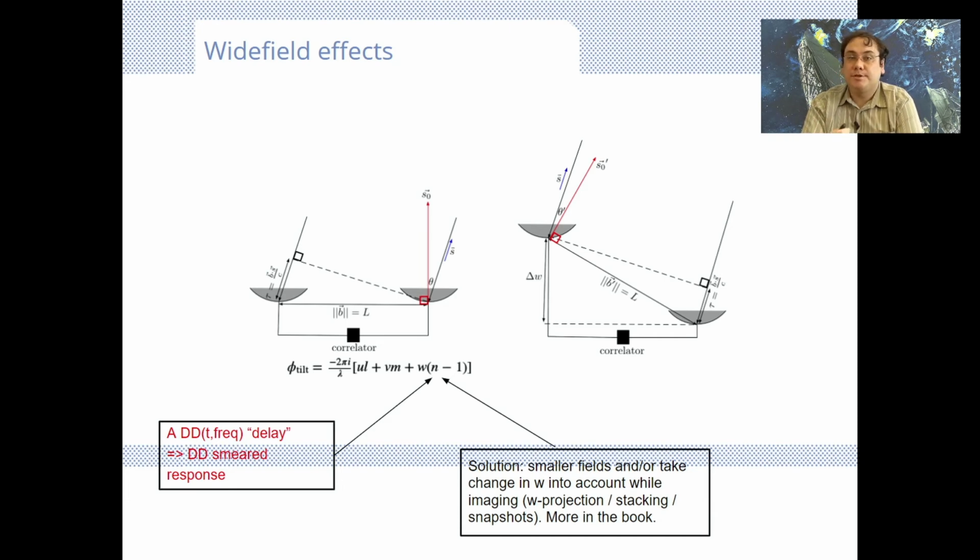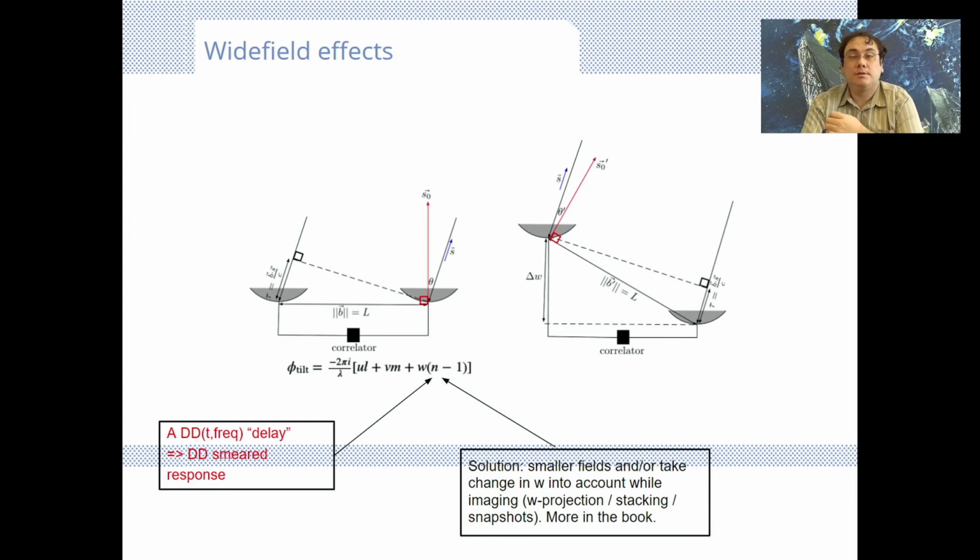The solution to this problem really is twofold. We're either going to make the field of view smaller, right? That's what we call faceting. So we break up the field of view into many small bits of sky, and we phase steer and fringe stop essentially at the centers of those individual bits of sky. This removes this combination of the Wn-1 term.